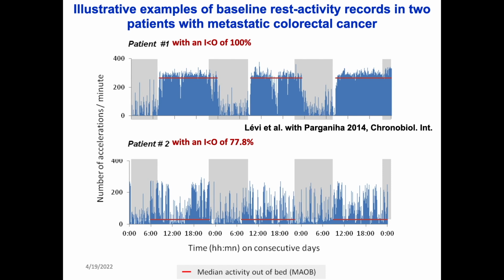In one patient, the rhythm was maintained and the dichotomy index was 100%. However, in another patient, the dichotomy index was reduced, up to 77.8%, and we can see that the rest activity rhythm is completely abolished. So we find inter-individual variations in the cancer patients.